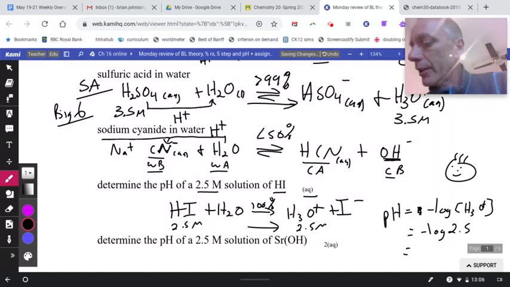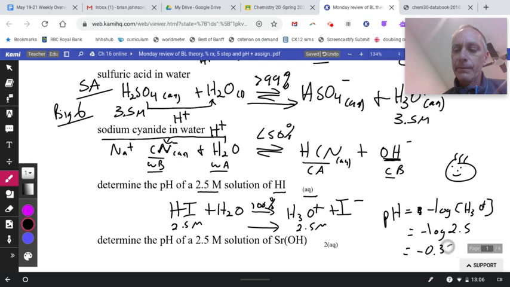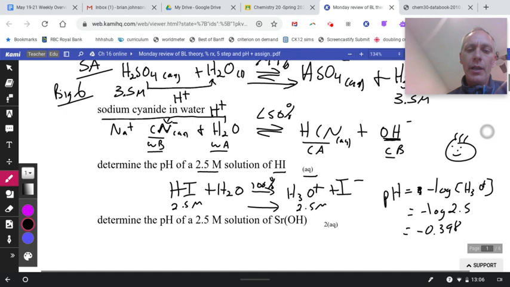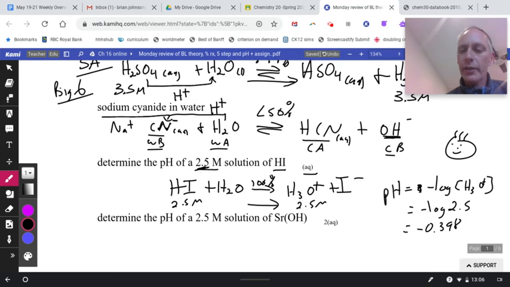I forgot to pre-do that one, so I'll do it right now. Negative log 2.5 is negative 0.397398. That is a very low pH. And with 2 sig digs, I go 2 decimal places: negative 0.40 for the pH.